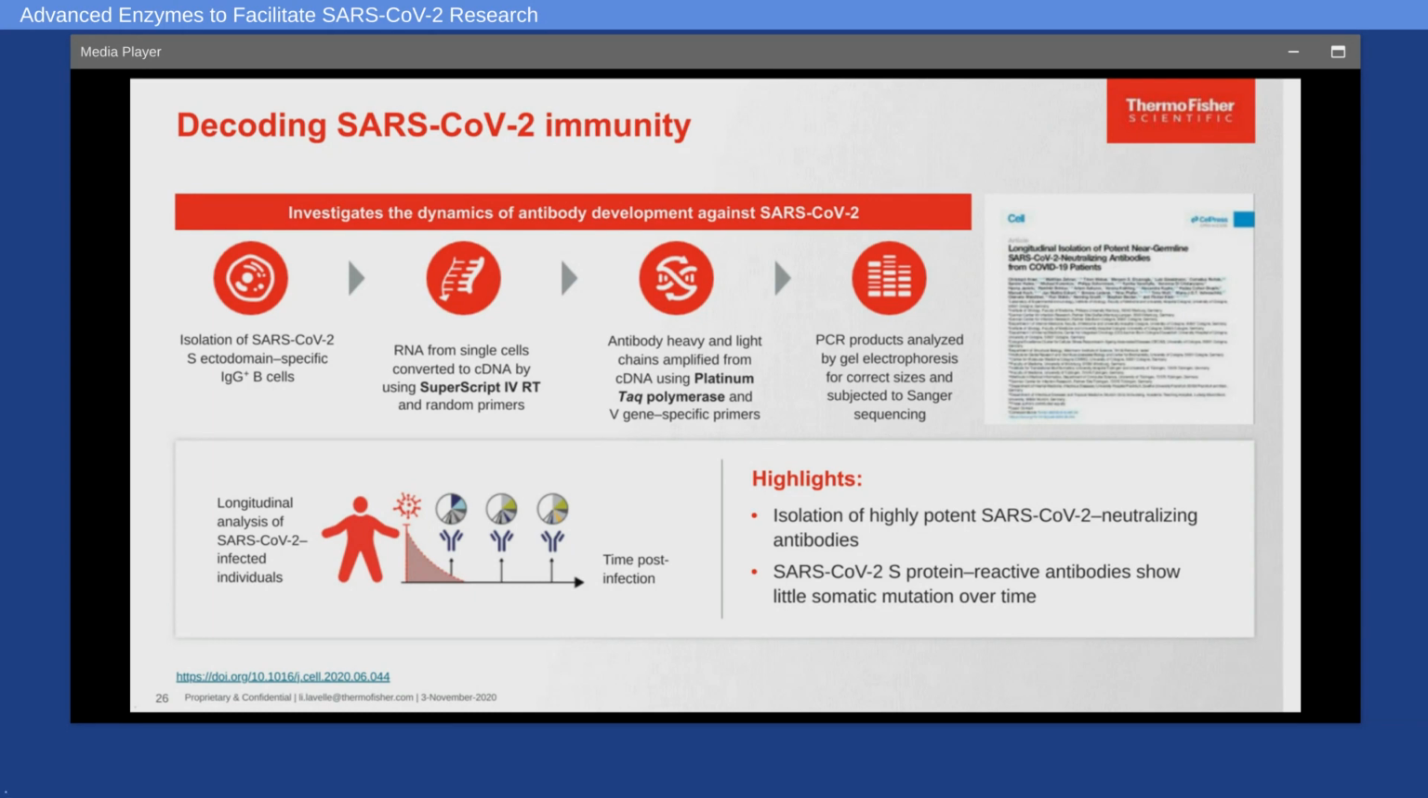In this study, SARS-CoV-2 RBD-specific B cells were isolated from PBMCs. Single-cell amplification of antibody heavy and light chains was performed using SuperScript IV reverse transcription and Platinum Taq Hi-Fidelity polymerase for amplification. The PCR products were then analyzed by gel electrophoresis followed by Sanger sequencing.